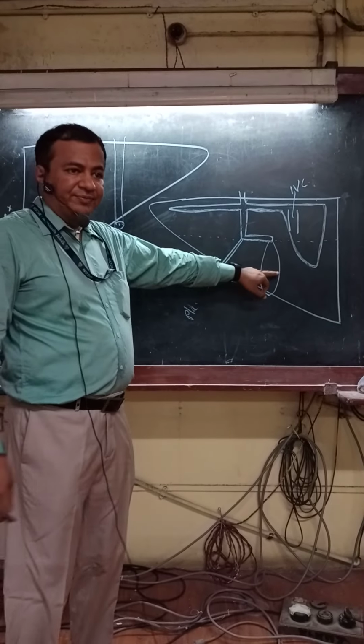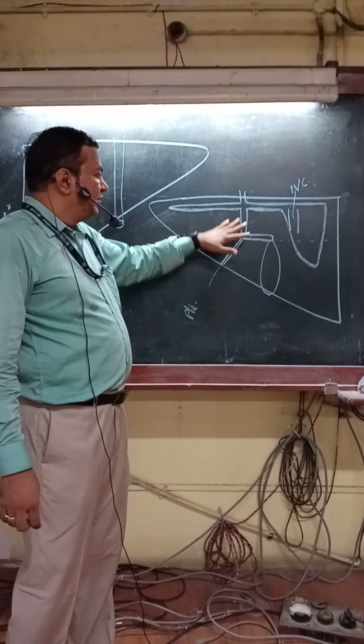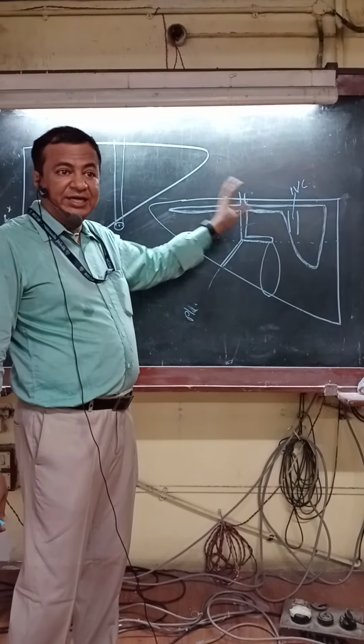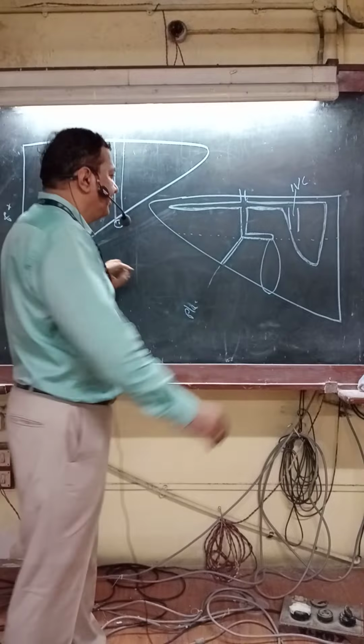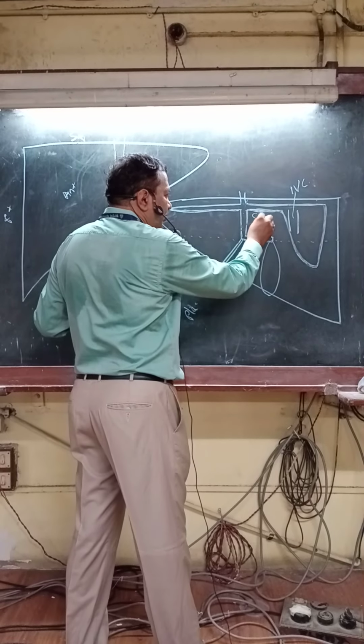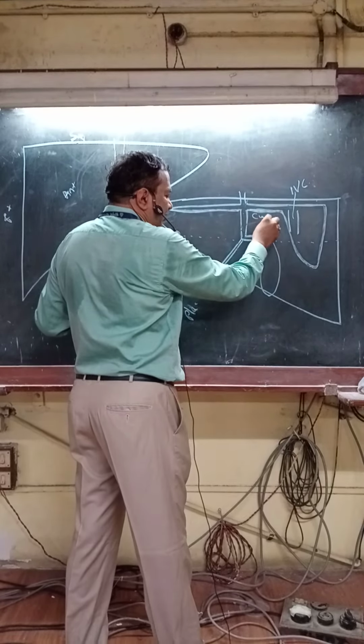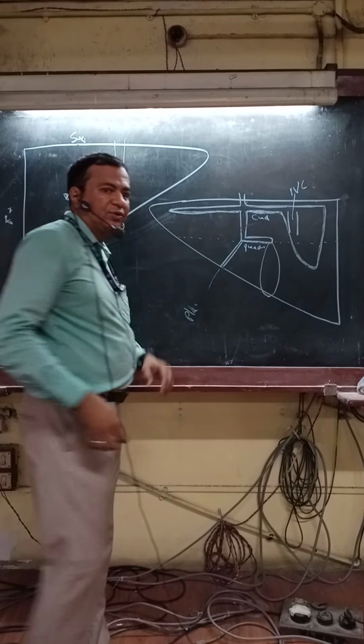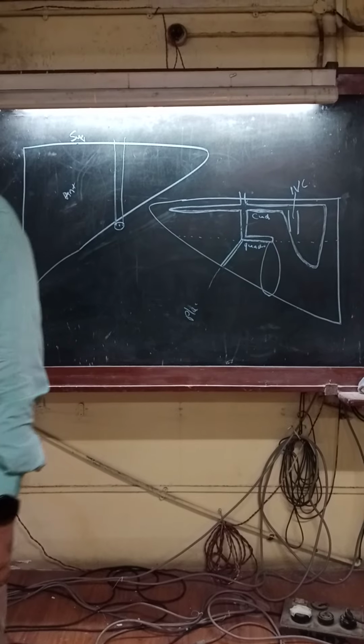This is the gallbladder. Here are two more lobes of the liver. We said right lobe, left lobe. And here is a lobe called the caudate lobe, and here is a lobe called the quadrate lobe. Caudate lobe and quadrate lobe.